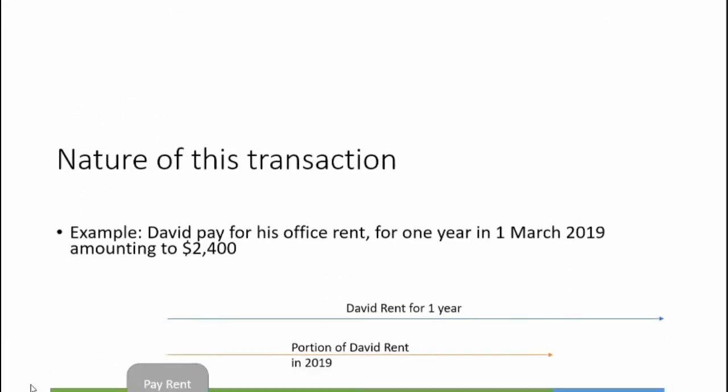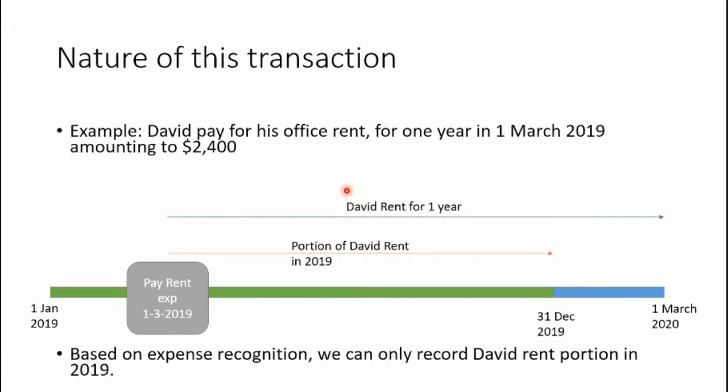Now, to understand more about the nature of this transaction, we will study this case. A common example of prepaid expense is prepaid insurance or prepaid rent. In this case, we will talk about prepaid rent because those expenses are usually paid in advance or at the beginning of their contract. For example, David paid for his office rent for 1 year on March the 1st, 2019, amounting to $24,000.